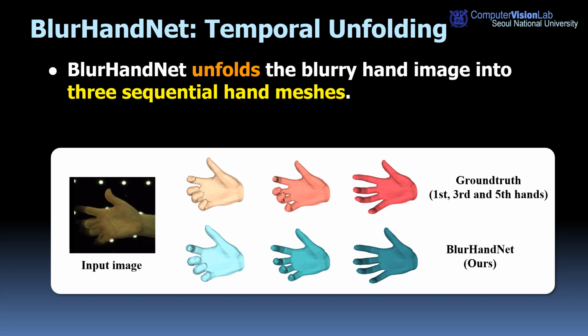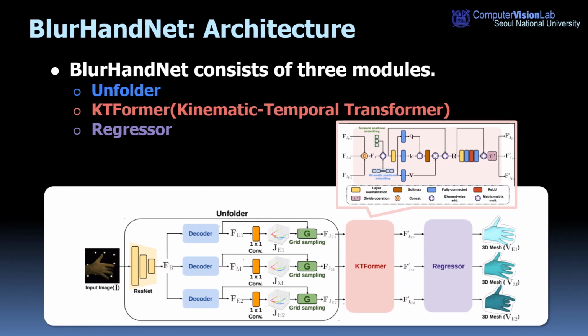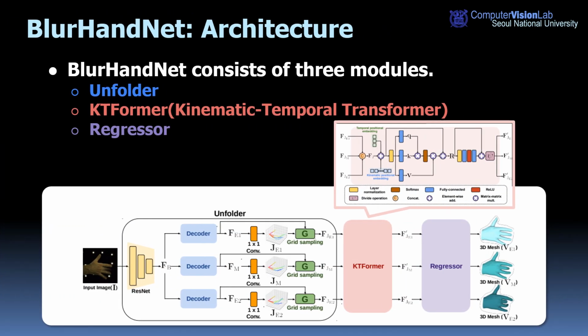Considering the construction pipeline of BlurHand, our BlurHandNet produces a sequence of 3 hand meshes. The output hand meshes of BlurHandNet correspond to the first, third, and fifth sharp hands respectively. BlurHandNet consists of 3 modules: Unfolder, KTFormer, and Regressor. KTFormer stands for Kinematic Temporal Transformer.